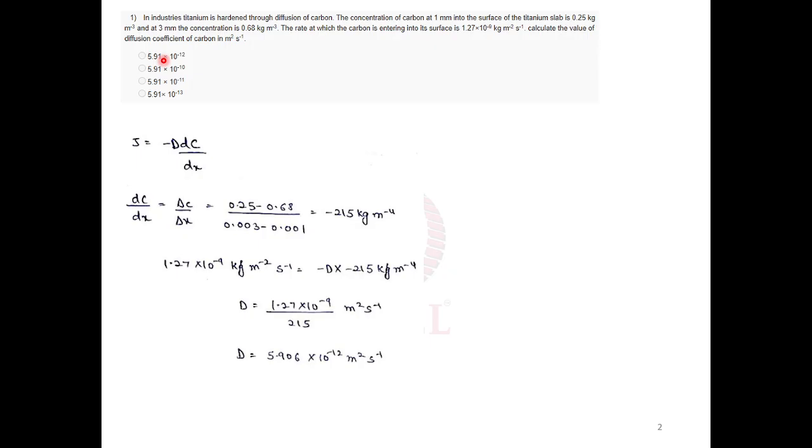So what is the concept behind that? If there is a difference in the concentration, concentration being kg per meter cube, with respect to the distance, you need to calculate the ratio between the concentration difference as well as the distance, and from there you will get the value dC/dx. This is the base formula, where J equals minus D into dC/dx. From there you can calculate the value of D.